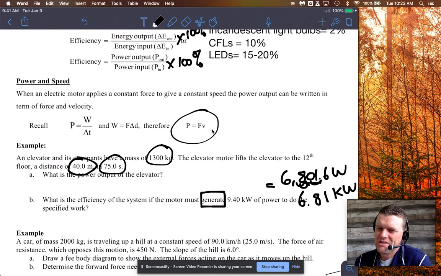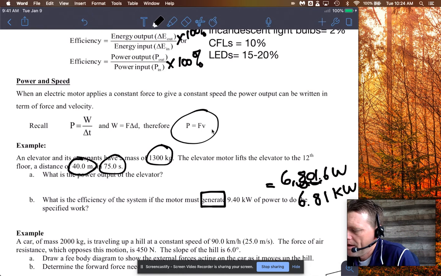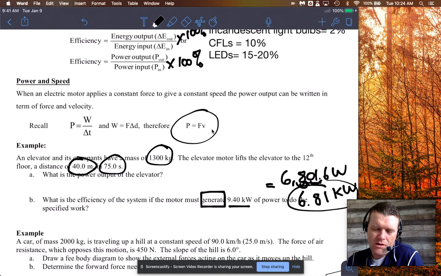And just as a general rule of thumb, I'm sure you remember this as well, output is always less than input. Okay, you can never get more than 100% efficiency. That's basically a violation of the conservation of energy, okay? So you can see 9.4 kilowatts is bigger than 6.81, if that helps you. But 6.81 is the amount of power needed to do the job, or I guess maybe that's not a good way of saying it.